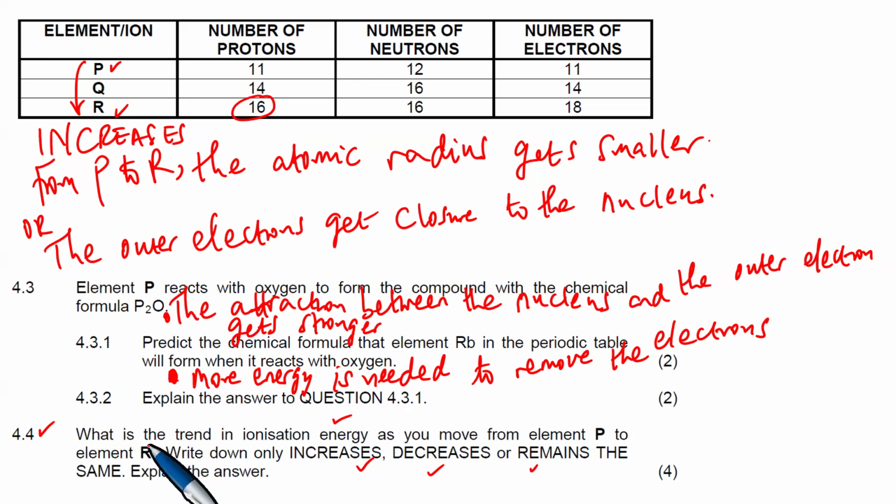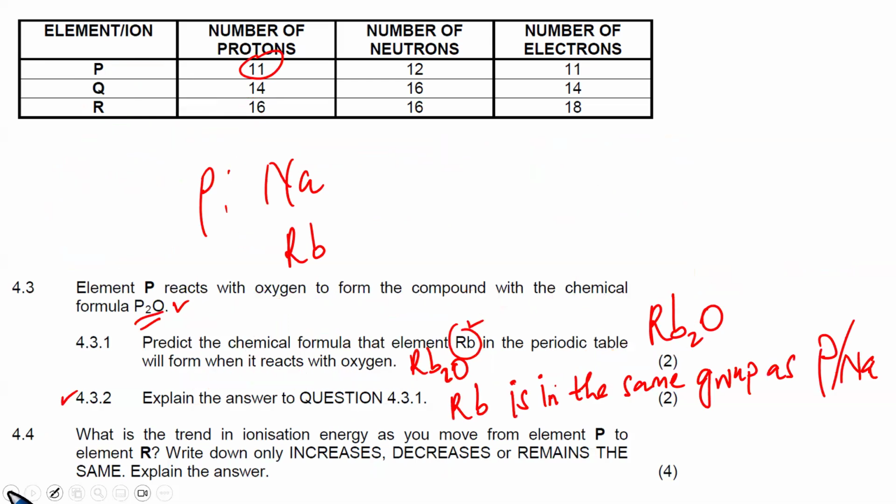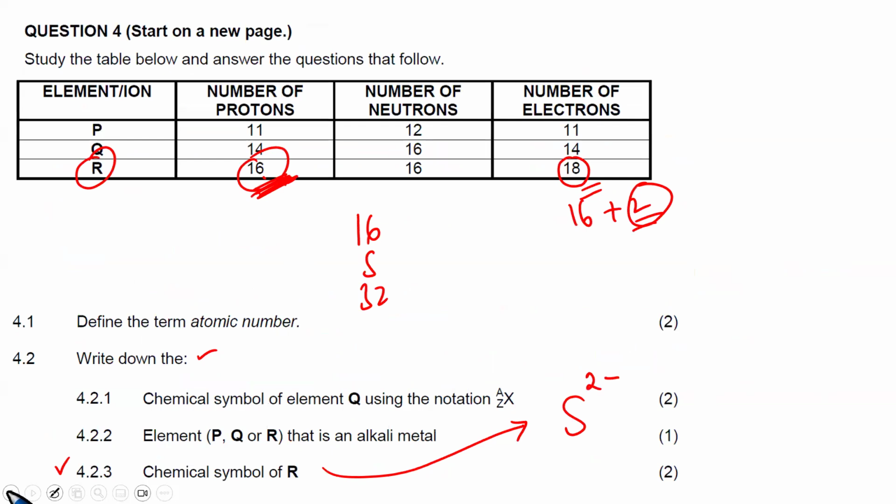Now, the question is, what is the trend in the ionization energy as you move from element P to element R? We write only increases. We saw that it increases from P to R. The atomic radius gets smaller and smaller as you move along, because we saw that this one is sodium, and we were able to see that R itself is S2 minus.